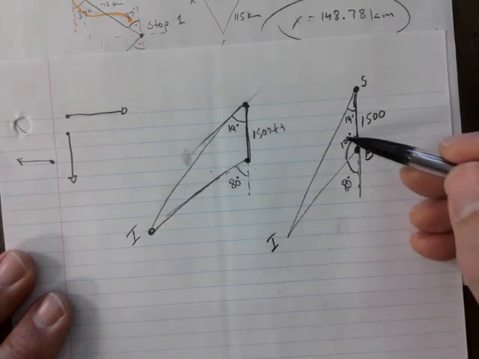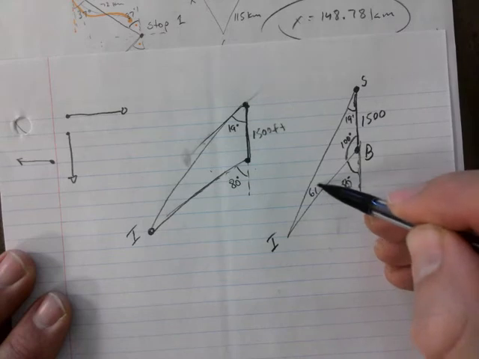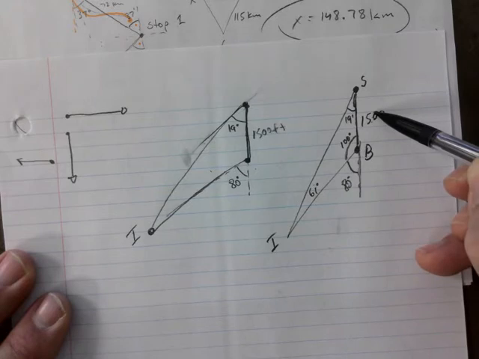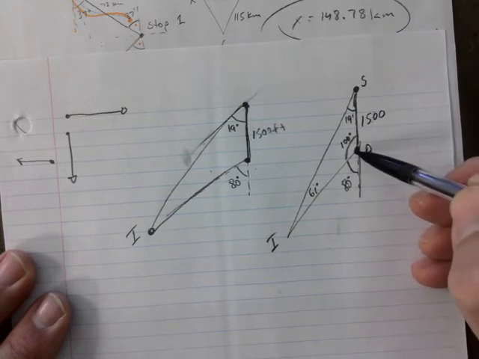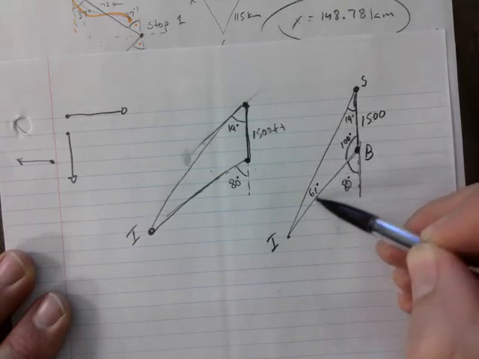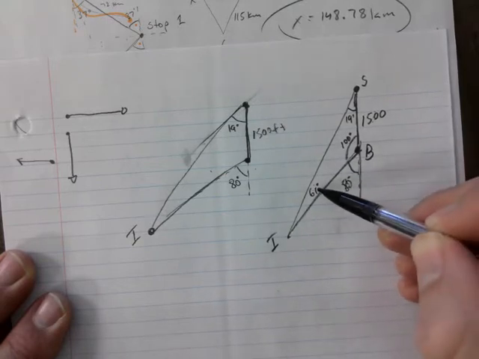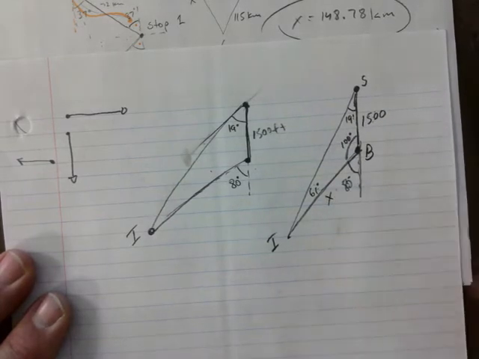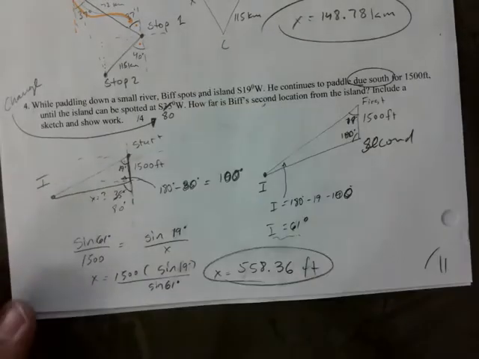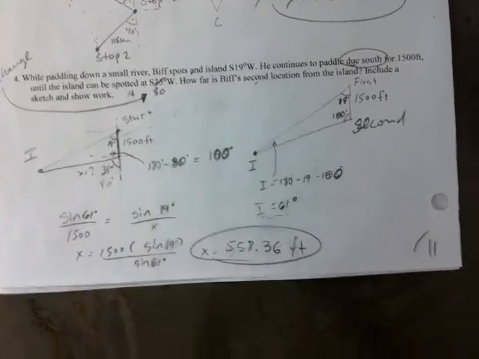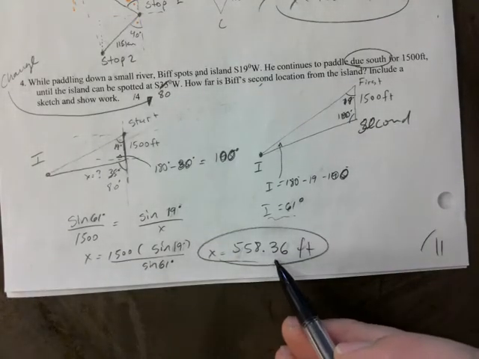And then when you subtract these two from 180, you get the 61, at which point you have sine law that you can use. And you're asked to find how far you are from the island at your second position, right? You're asked to find this. So you go sine of 19 over x here, which is what you're finding, right? And so your answer is 558.36. Okay.